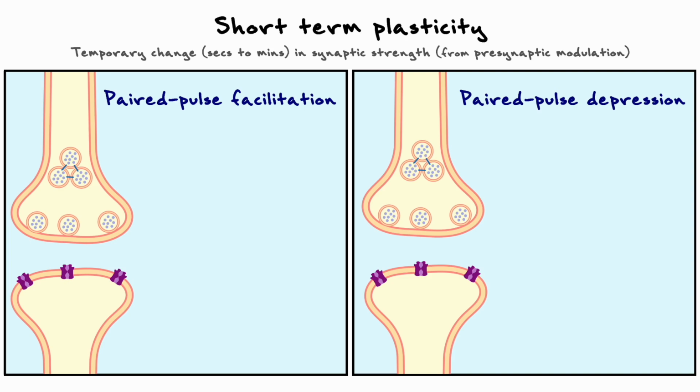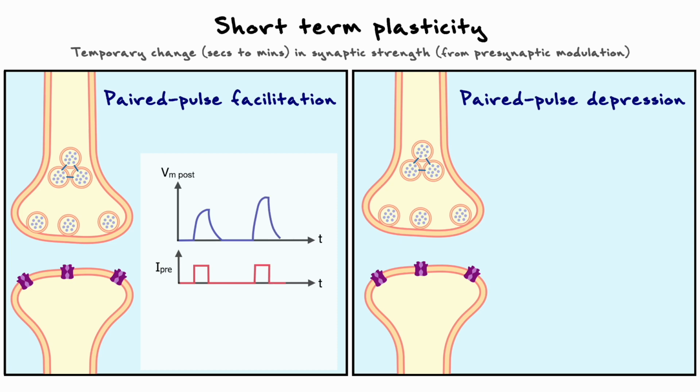Alright, let's begin with paired pulse facilitation. To see how it occurs, let's plot the membrane potential of the postsynaptic neuron and the current that will be injected in the presynaptic cell. When 2 quick successive pulses are sent, paired pulse facilitation results in the second depolarization on the postsynaptic cell being larger than the first one. Based on different studies, the leading hypothesis on how this might occur is from residual calcium accumulating in the presynaptic cell, which causes more vesicles to be released. This phenomenon is also believed to occur mostly at low release probability synapses.